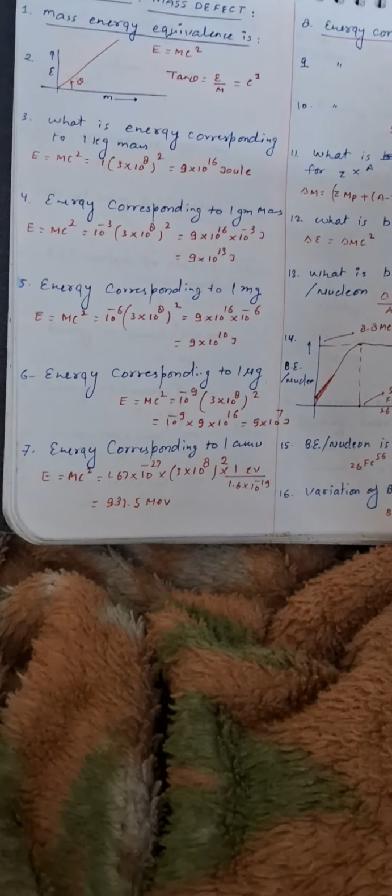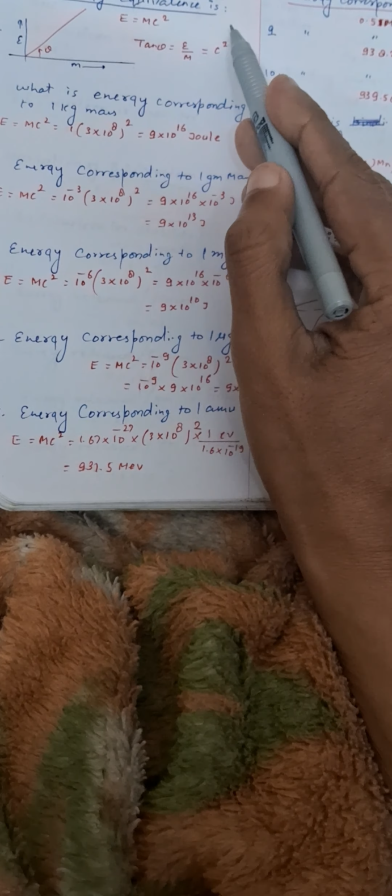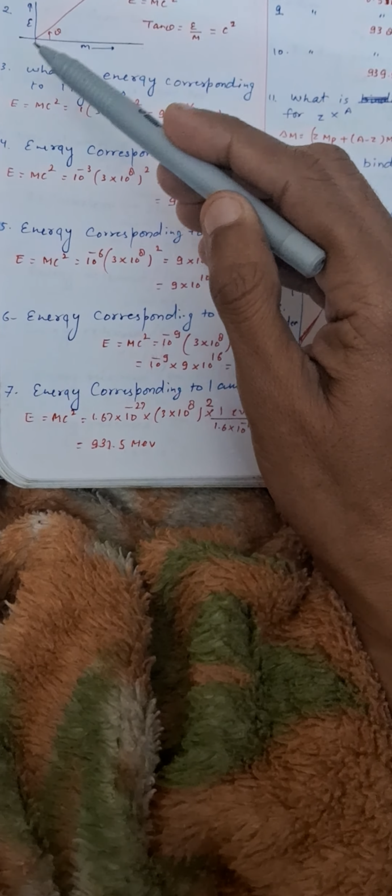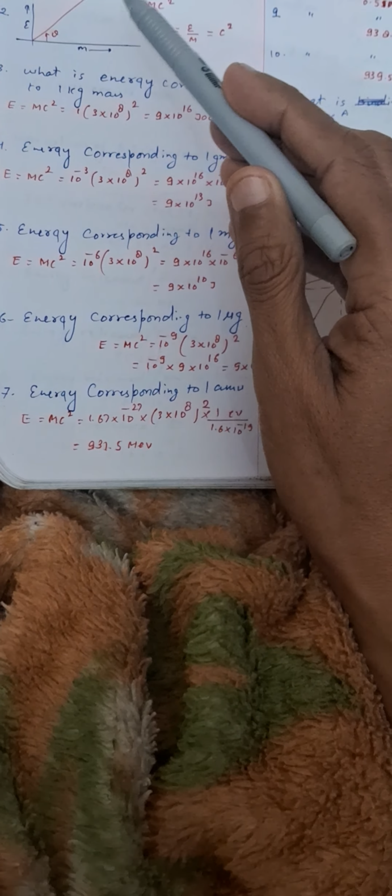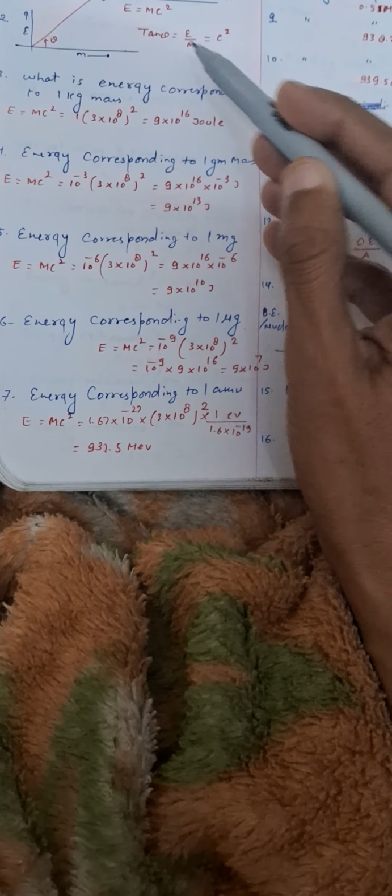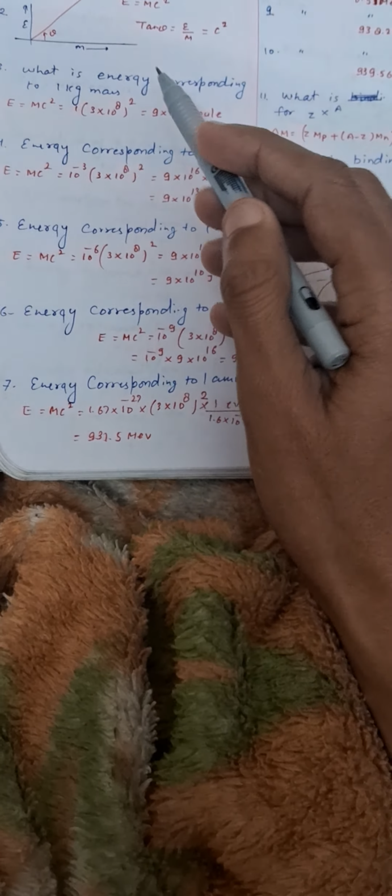Here is the question. The first question is mass energy equivalence. So this is E equals mc squared. Next, we are given a graph between E and m. The graph will be a straight line, and the slope will be tan theta, which will be E by m, or c squared.